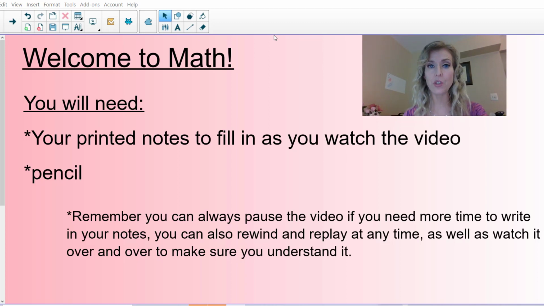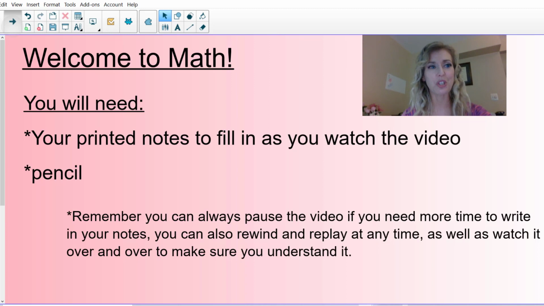Remember to have your printed notes with you and something to write with so you can take notes as you watch the video. Make sure you pause the video anytime so that you can catch up with your notes. And remember, you can always rewind at any point to rewatch any parts to make sure that you fully understand the concept.